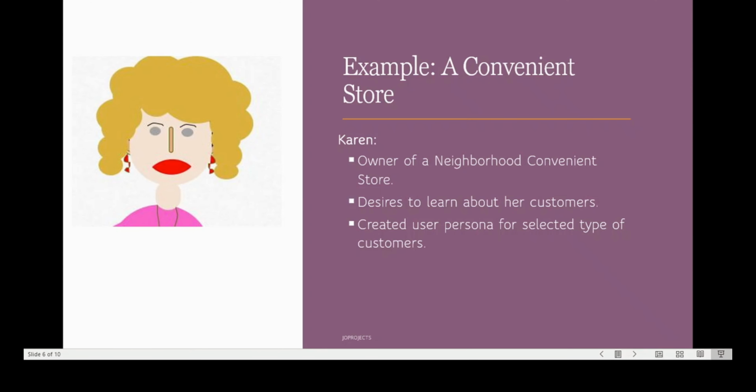In this video, I will use an example from a small business, a neighborhood convenience store. Here is a quick summary of the business. Karen is the owner of a convenience store at her neighborhood area. She has a desire to learn more about her customers. She has defined user persona of selected type of customers.